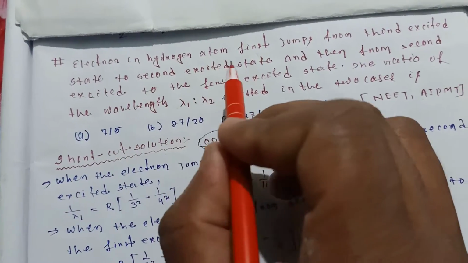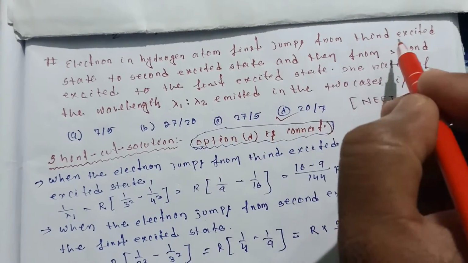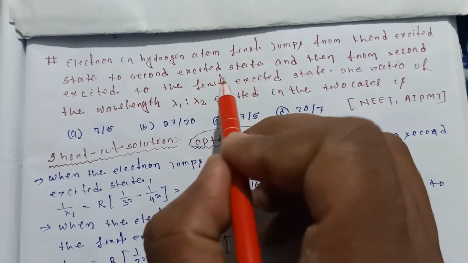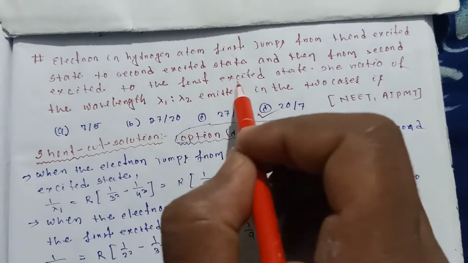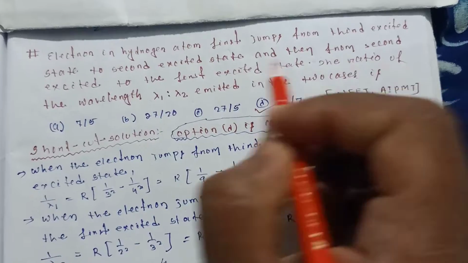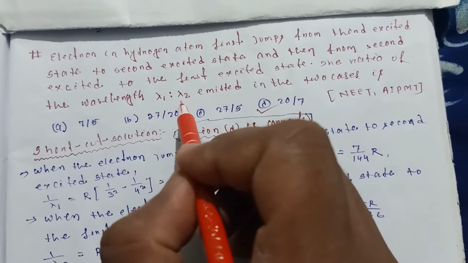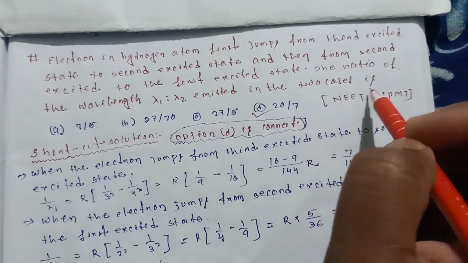The electron in the hydrogen atom first jumps from the third excited state to the second excited state, and then from the second excited state to the first excited state. Then the ratio of the wavelength lambda 1 to lambda 2 emitted in the two cases is how much?